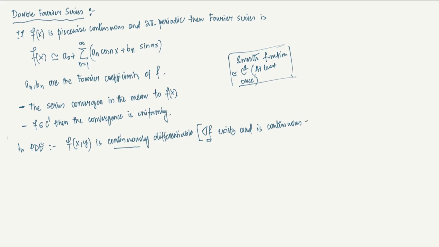What do I mean by the gradient being continuous? Since f is a two variable function here, the gradient is essentially f x and f y. So both partial derivatives, f x and f y, exist and are continuous. That is what we mean by continuously differentiable in this context.